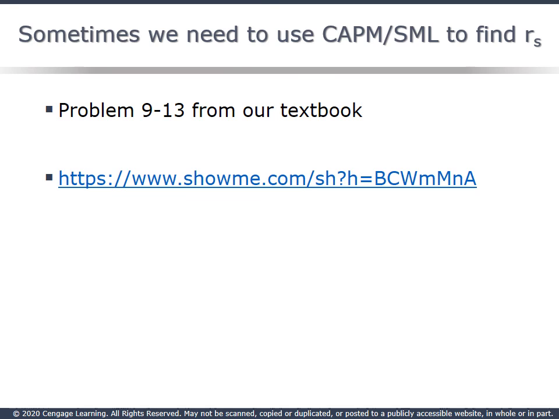Now, sometimes R sub S is not going to be given to us, but we can find it if we have enough information to find it. So sometimes we might have to use our formula for the CAPM security market line to find R sub S and go forward with finding all these yields. So I've worked problem 9.13 from our textbook to illustrate that. So go ahead and click on this link and you'll see what I'm talking about.